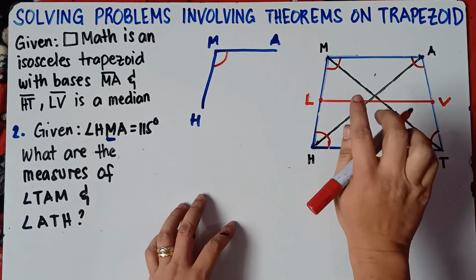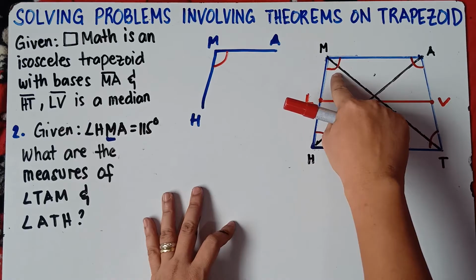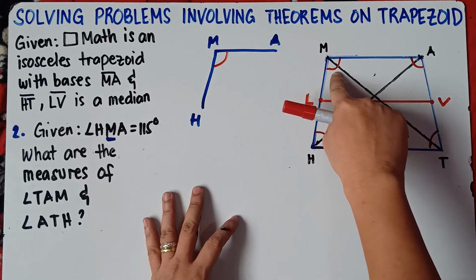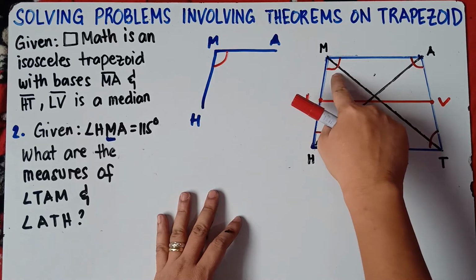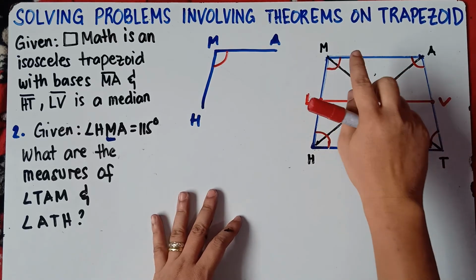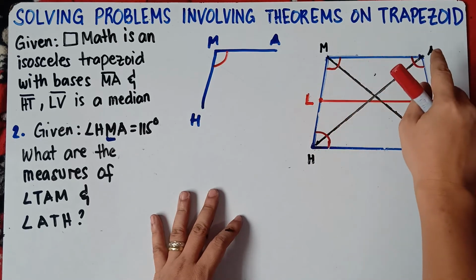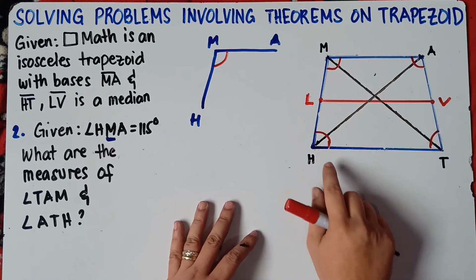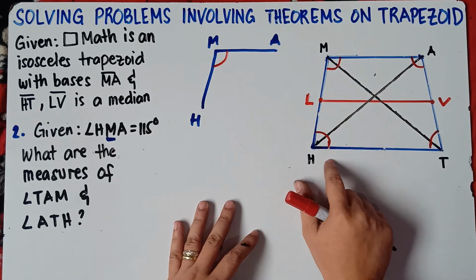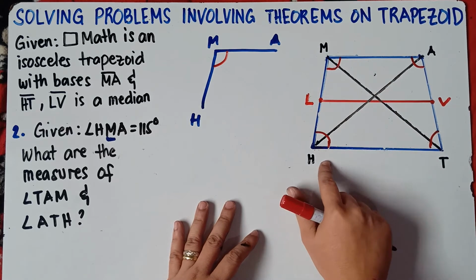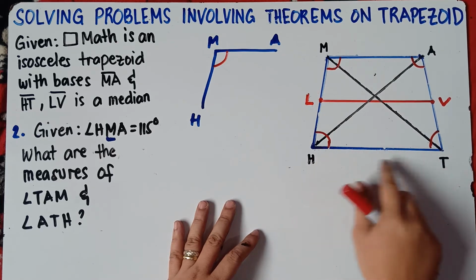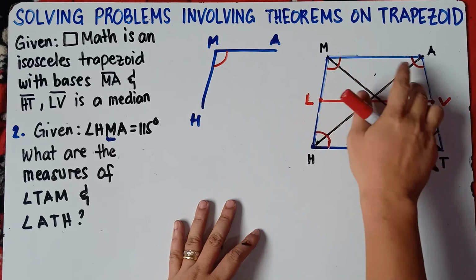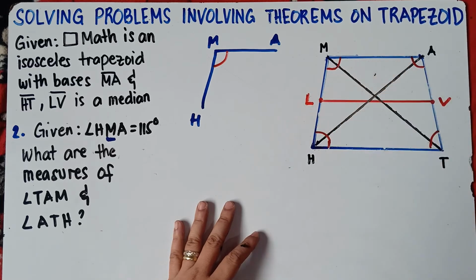The angle right here is the same measure as this angle. The upper base angles are congruent. And for the lower base angles, this angle H is the same measure as angle T. These are the lower base angles, and on the upper part, the upper base angles.